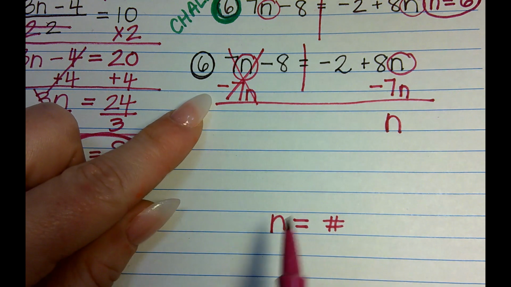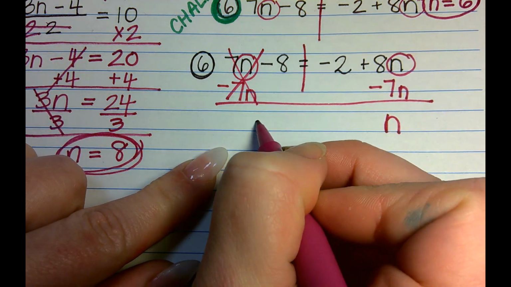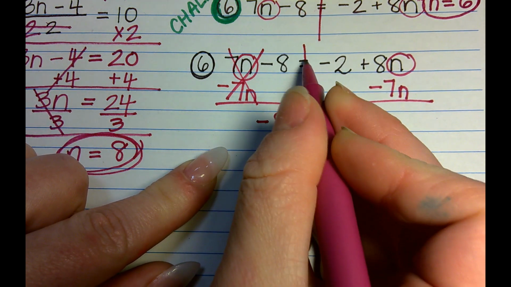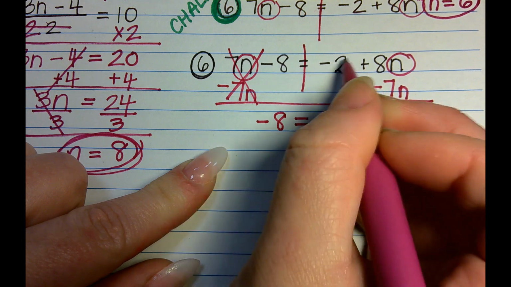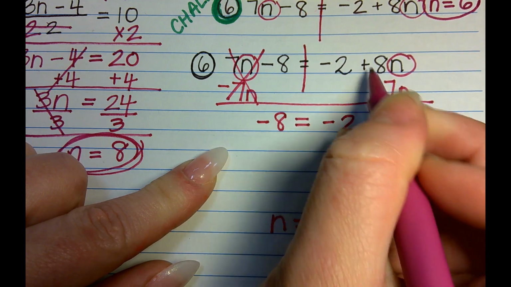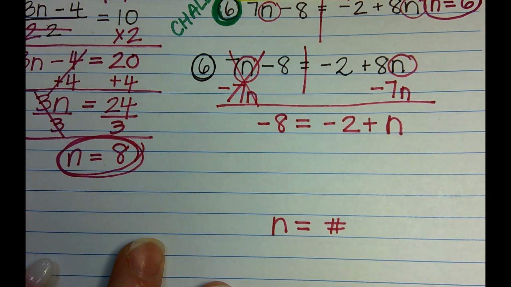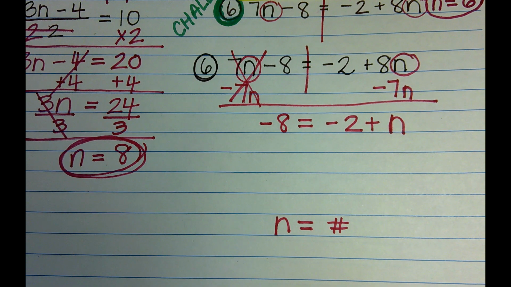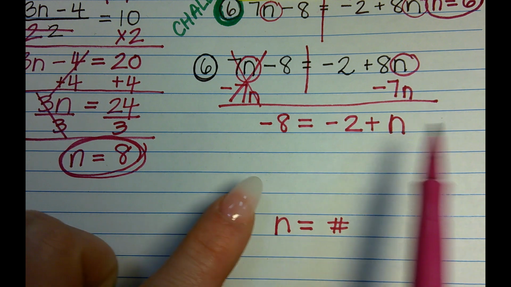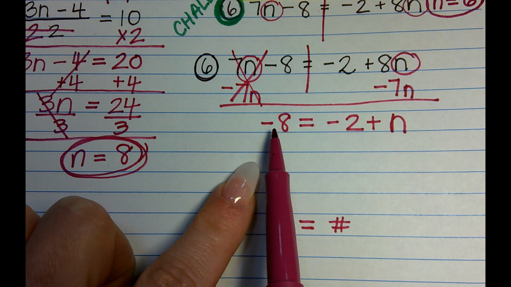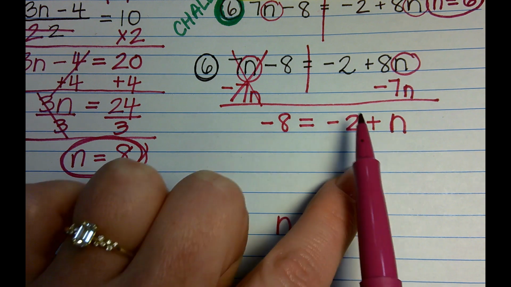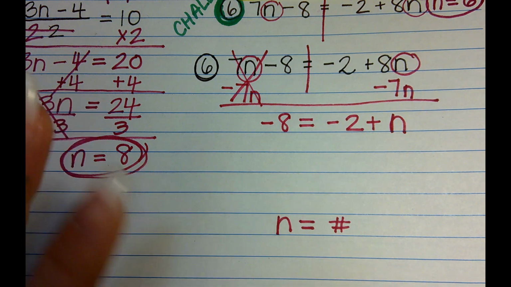Now let's bring everything down. I have minus 8, that's going to be plus, equals minus 2 plus n. Okay. Now let's look at our options. You could either do plus 8 on both sides, or you could do plus 2 on both sides. I'm going to do plus 8.